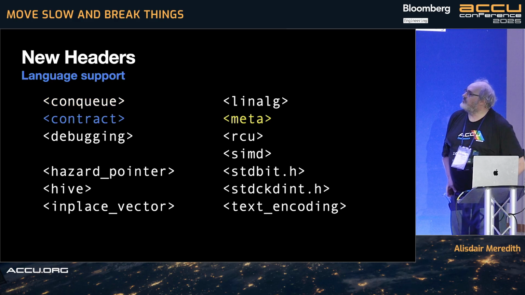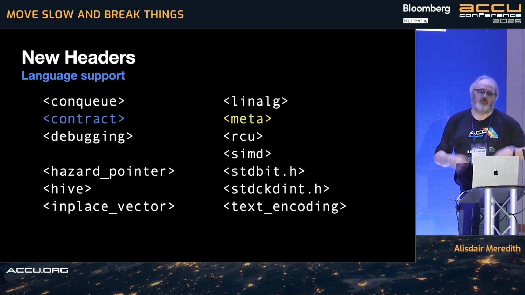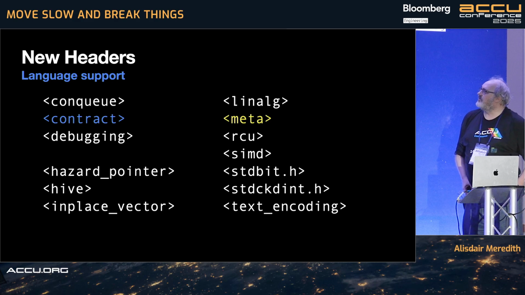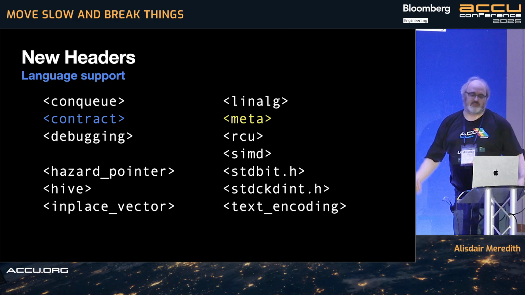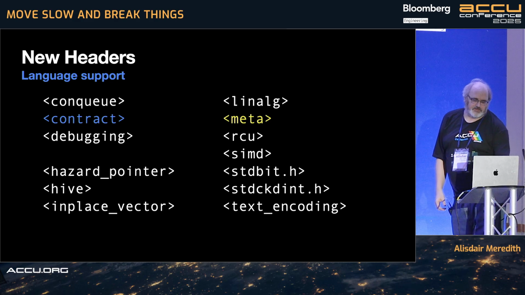So what new headers do we get? Language support: we've got contracts and reflection, which are going to bring in, as we saw, keywords and their own features that are going to have some impact. Hopefully those are exciting new features for the language. I think those are two of the big headline features for C++26.